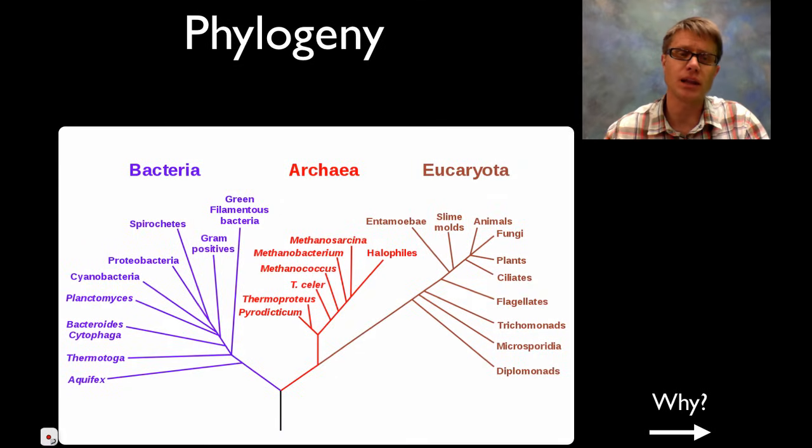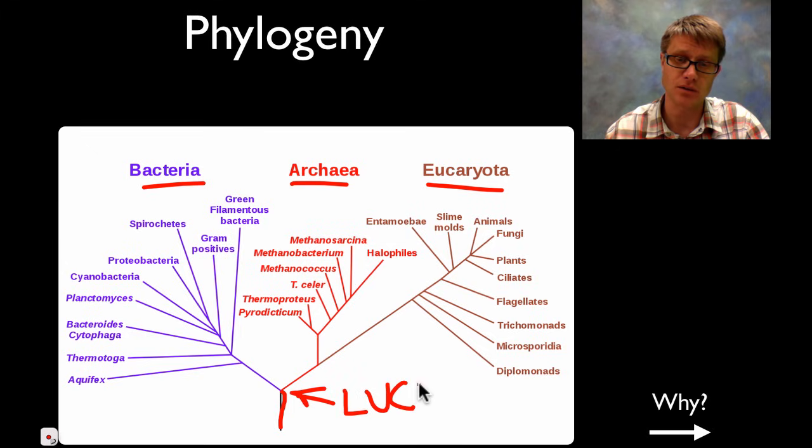And so when we look at life, we classify life into one of 3 domains. This right here would be the last universal common ancestor. So that would be LUCA right here. In other words, this right here would be the ancestor that is shared by all life on our planet. And so basically it's broken down into 3 domains.